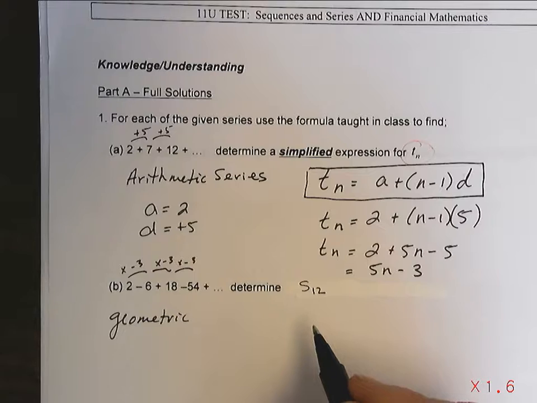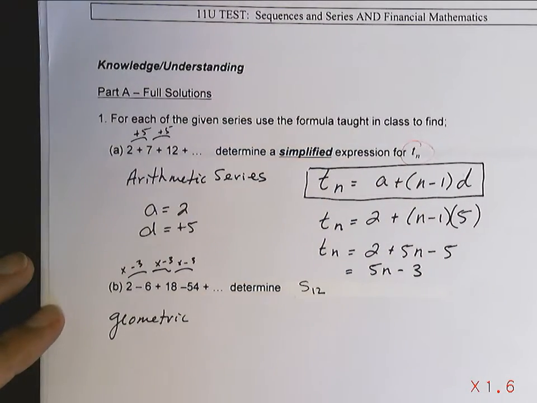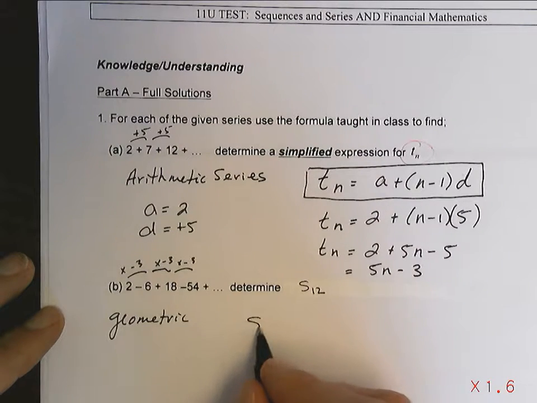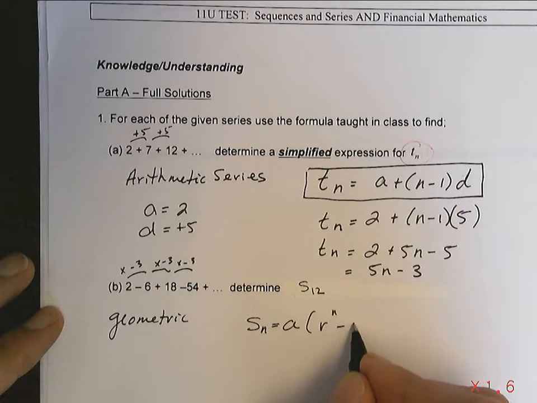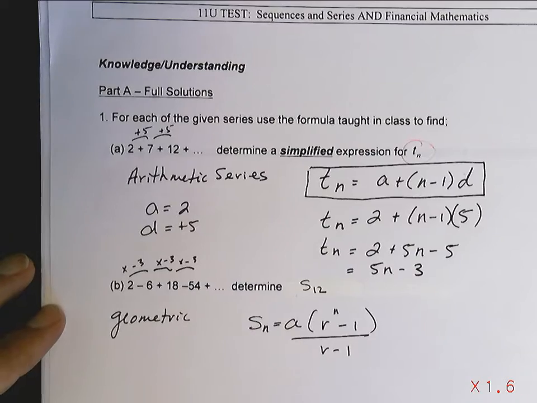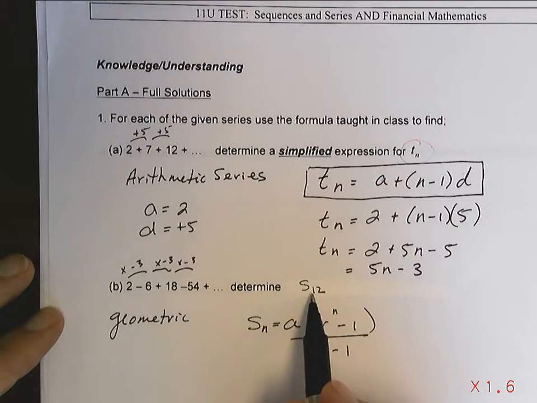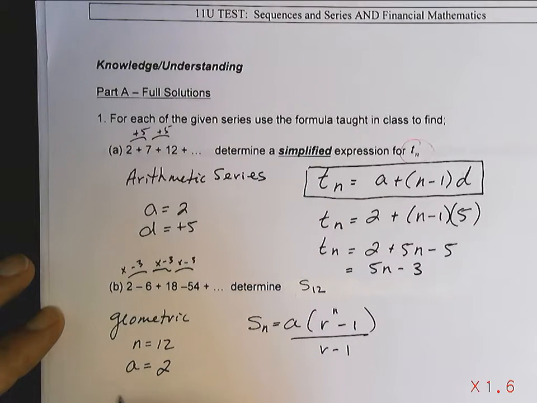Geometric has a particular formula for figuring out the sum. That formula is S sub n equals a times r to the n minus 1, all over r minus 1. So what do we know? We know that we want the sum up to 12 terms, so n is going to be 12. We know that a is our beginning value, which is 2, and r is your common ratio, which is negative 3.